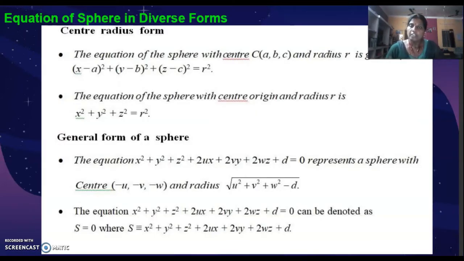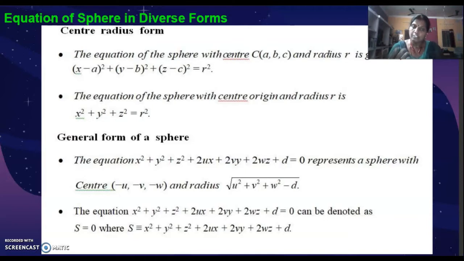First, the equation of a sphere in diverse forms. Here we can see there are three types of forms. One is the center-radius form, another is the general form of a sphere, and the next one is the diameter form of a sphere. The first one is the center-radius form. That is, they have given the center and radius, and we have to find the equation of a sphere.